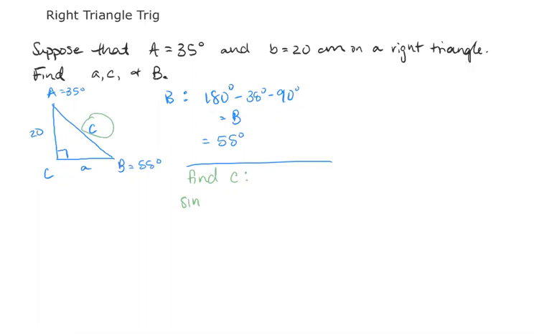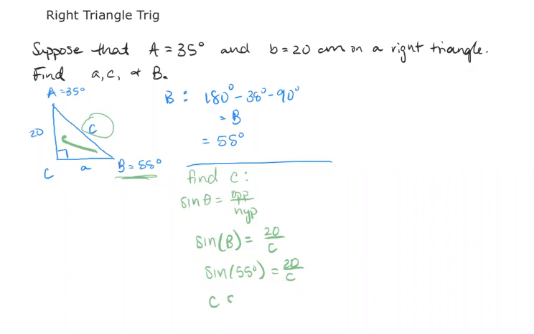Remember, sine of an angle theta is opposite over hypotenuse. So if we're doing opposite over hypotenuse, we're going to go with B here because that's the opposite angle that we know. So we're going to do the sine of big B is equal to opposite over hypotenuse. So that would be 20 over C. So we have the sine of 55 degrees equals 20 over C. Multiply both sides by C. You get C times the sine of 55 degrees equals 20.